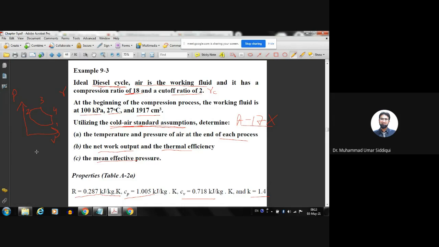Here one more thing is that since it's the same mass which is going through all the processes, the mass is constant and R is constant, that means PV by T is constant, so that relationship is valid. So in any case, P1 V1 by T1 equals P2 V2 by T2 equals P3 V3 by T3 equals P4 V4 by T4. So this thing is valid in any case.